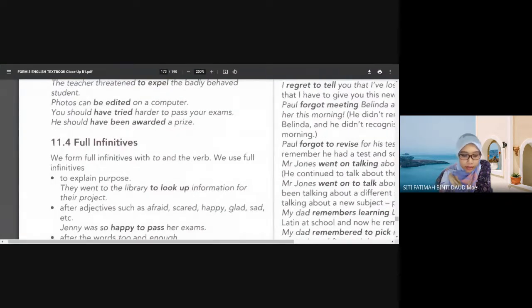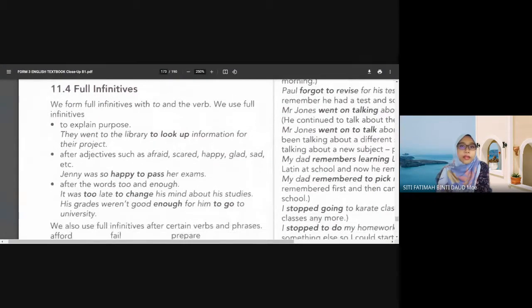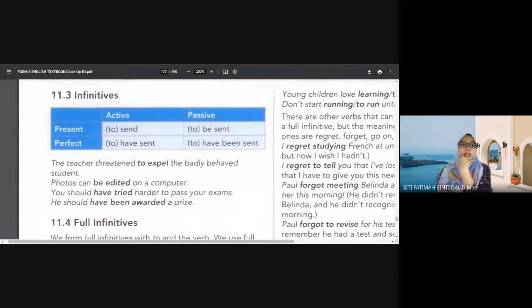There are few, what do we call it? A few types of infinitives. The first one is full infinitives. We form full infinitives with to and the verb. Okay, this is full. The one that we have. That's why you see up here. There are some examples with to, but some without to. But they are still infinitive. Okay.